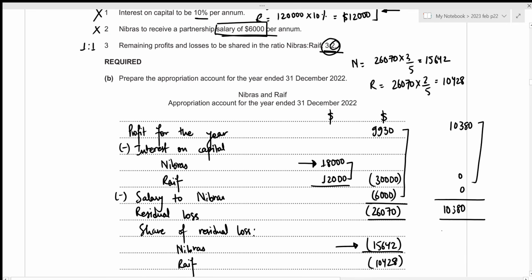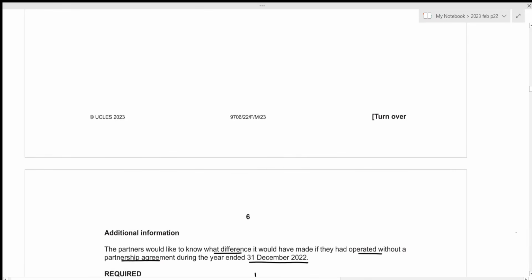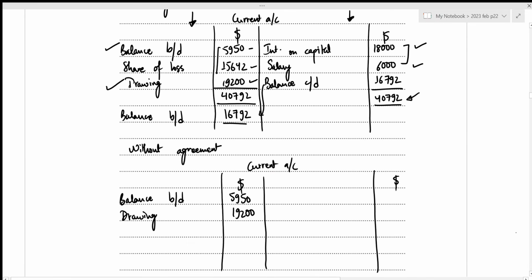But since we're only preparing the current account for NIBRAS, it's okay if we only figure the amount for NIBRAS. So that's the total amount of 10,380 multiplied. And since we do not have any sort of partnership agreement, we share the profit equally among our partners. So that's just going to be 1 out of 2 parts for NIBRAS, which results in the amount of 5,190. So this is the share of profit for NIBRAS in this case. And profit will definitely act as an income for him, which means that this will be recorded on the credit side of our current account.